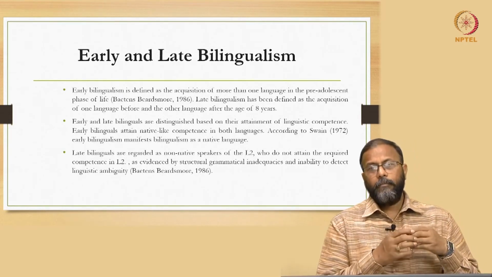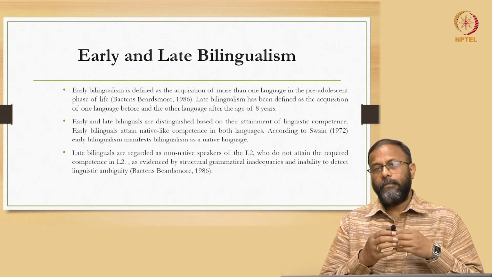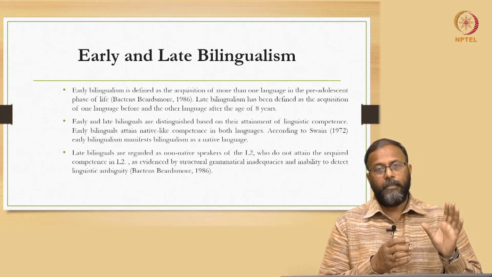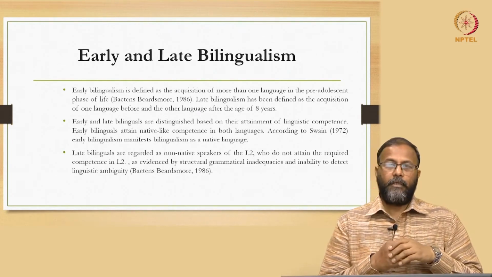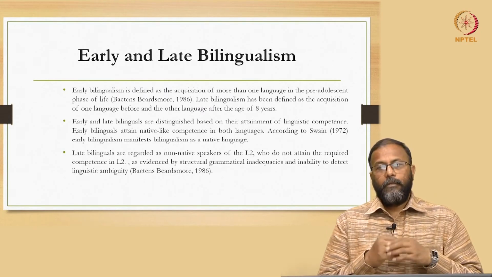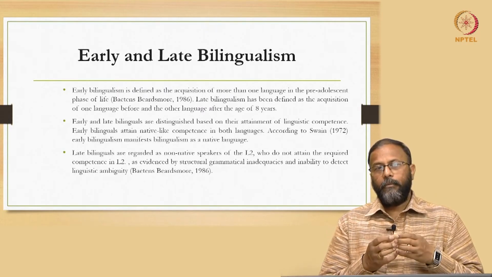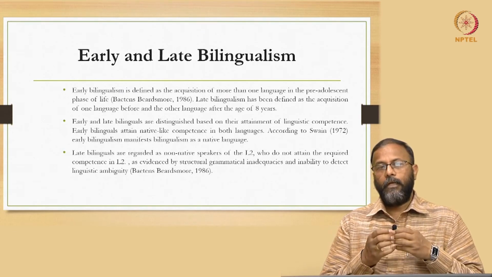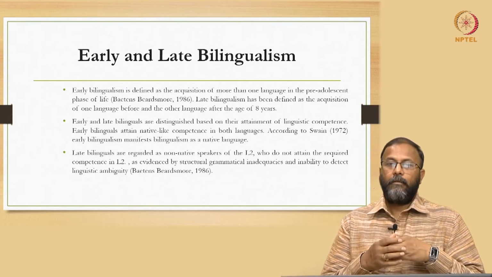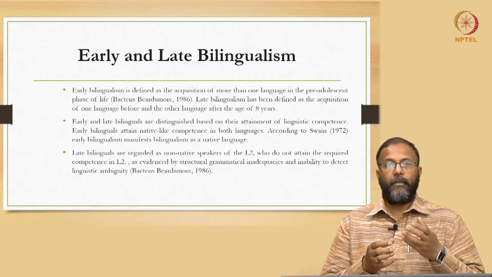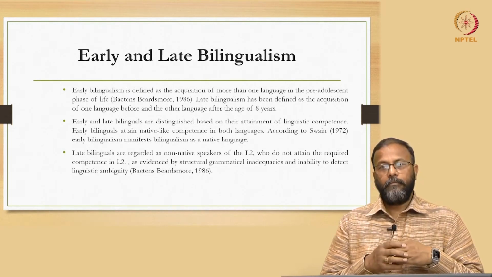Whereas late bilingualism can be regarded as being a non-native speaker of L2. L1 is, let's say, mother tongue. So, Tamil is mother tongue and Hindi is other tongue, second language. So, if you say late bilingual, that means the person or the child has been exposed to L2, let's say Hindi, after the child completed acquisition of L1 like Tamil, right?